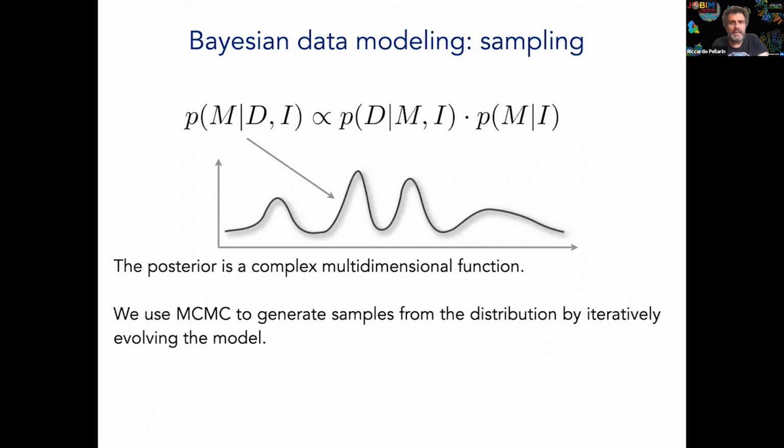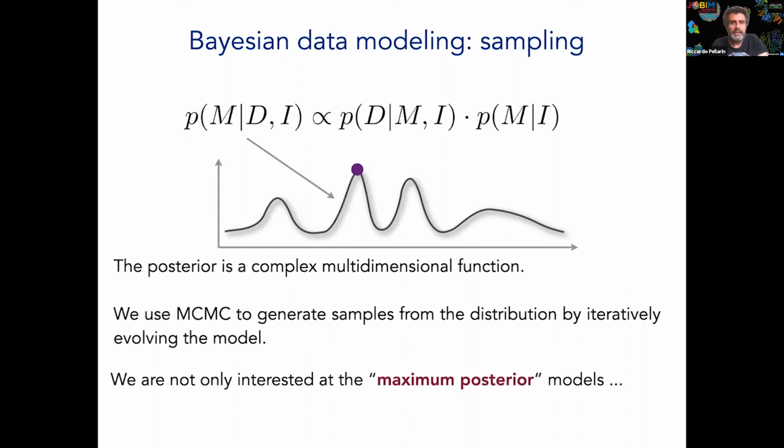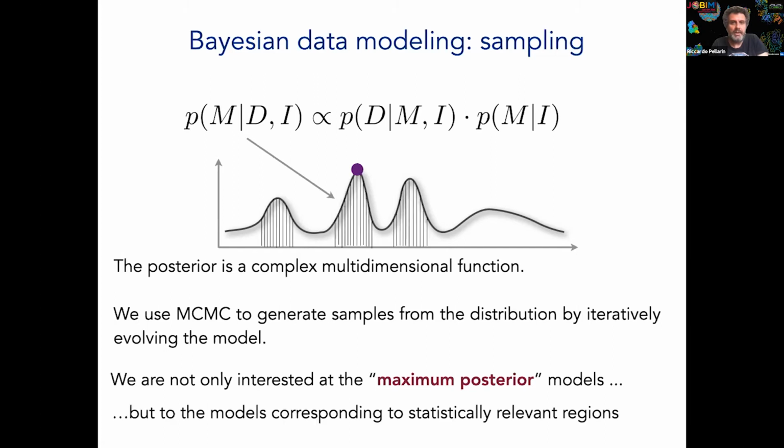So now the problem is to sample this complex multidimensional function. And since you are not interested in a maximum posterior model here, you will be interested instead in the region where models are statistically probable, so around the peak of this multidimensional probability. To do so, we practically evolve the system using a Markov chain Monte Carlo to generate samples from this distribution.